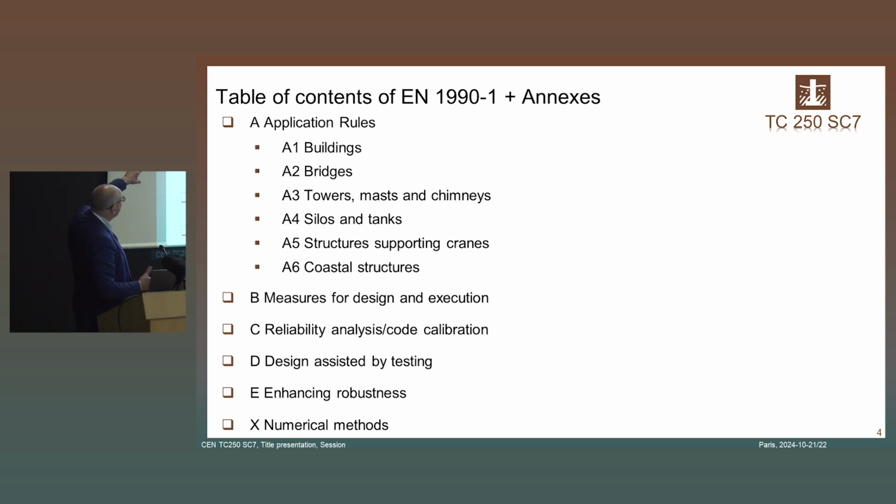Annex B, measures for design and execution. I will come back to it because there are quality issues which are related to EN 1997. C, reliability analysis, code calibration, is how you can derive your own partial factors based on probability for your structure, so that it's connected to probabilistic design. Design assisted by testing, I come back to that. Robustness, and then Annex X, I think there are more annexes. Annex X is on numerical methods.